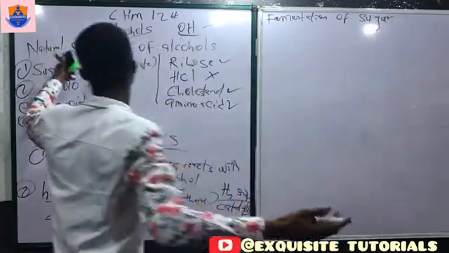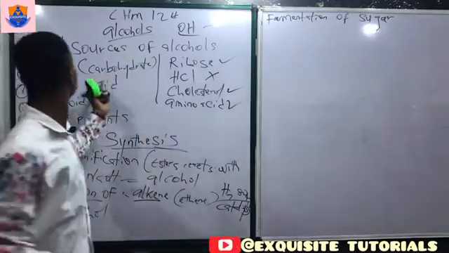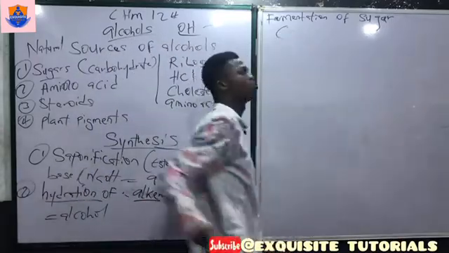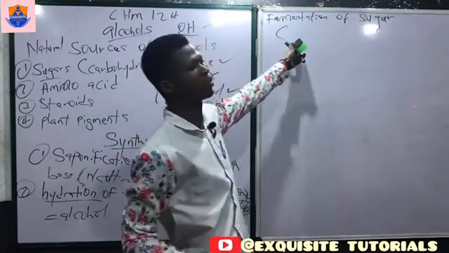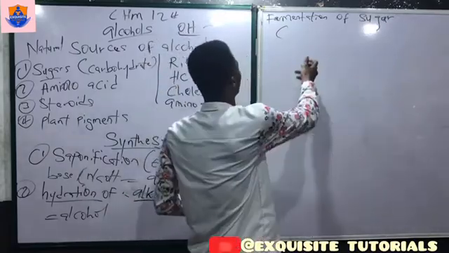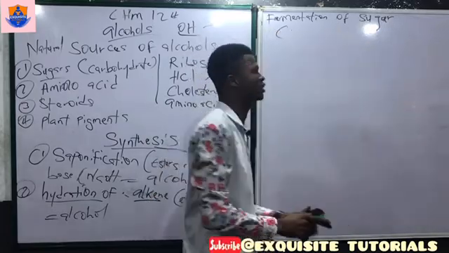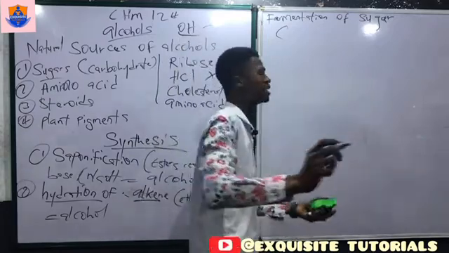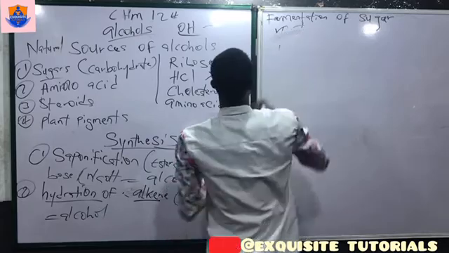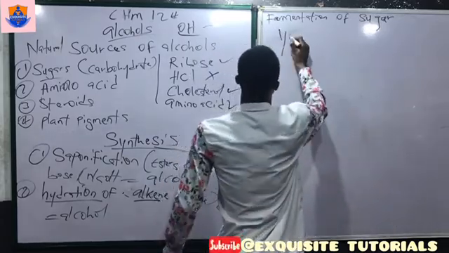Now remember, when we were talking about the natural sources of alcohol, we came to understand that alcohols are gotten from sugars or carbohydrates. In the fermentation process, this is what happens. Fermentation is a process whereby sugars are converted to alcohols through some chemical reactions. The substance of major importance in the fermentation reaction is yeast. Note this.